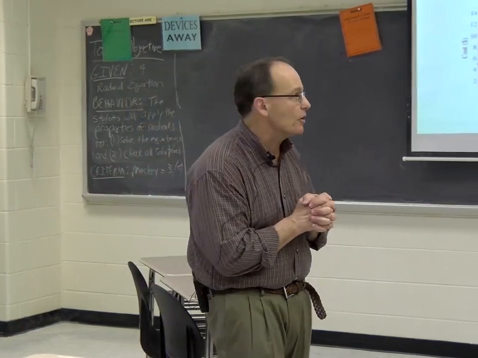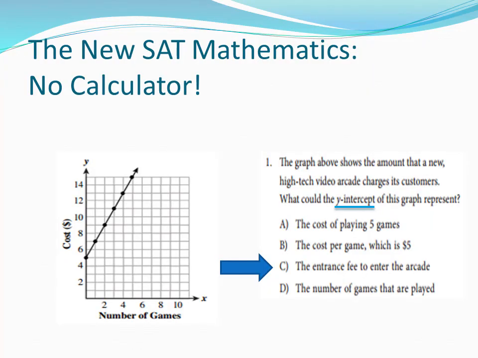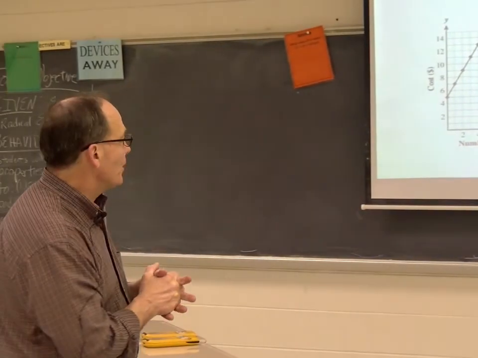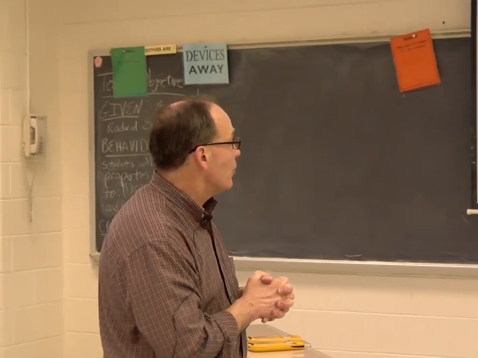All right, so let's look at this question here. We're going to a high-tech video arcade, and there's a graph here that shows the amount that they charge the customers. We can glance at it, and we see that it's a line, right? A linear function, a constant rate of change with a slope. And we look at the units of measurement here: number of games and the cost in dollars. Pretty straightforward.